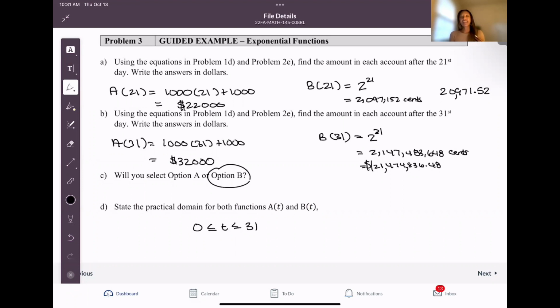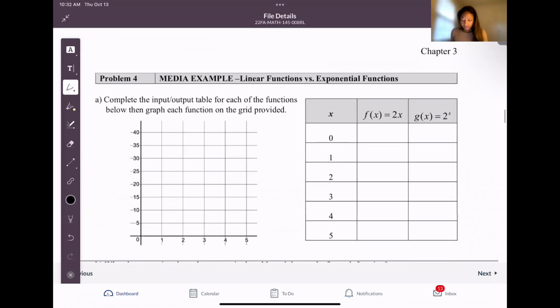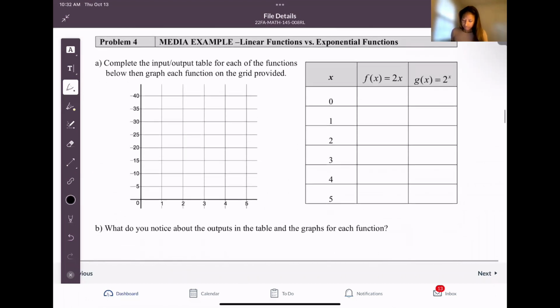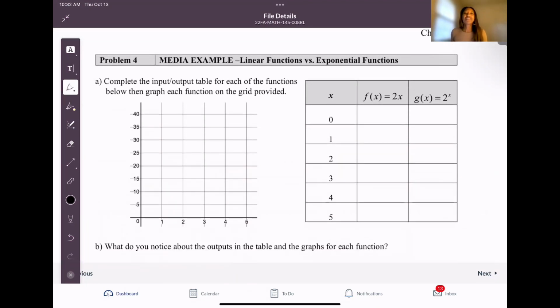So like I said, when I post the project, you'll see that there's a problem similar to this where you're given 2 different jobs. One is linear, one is exponential, and you have to see which one is the better job. But moving on, there's more with this problem. It never ends. All right, moving on.